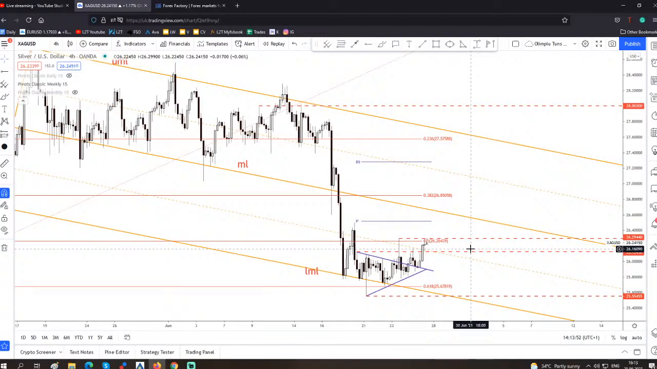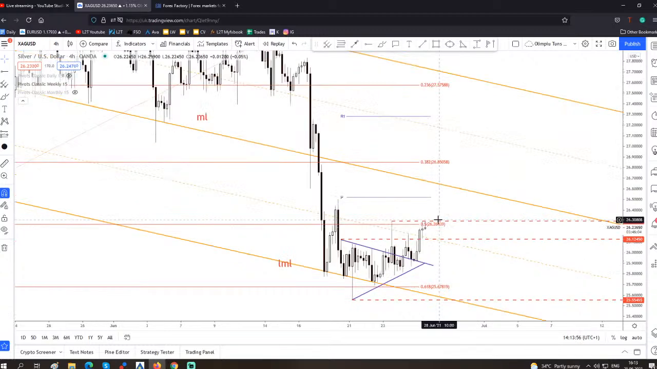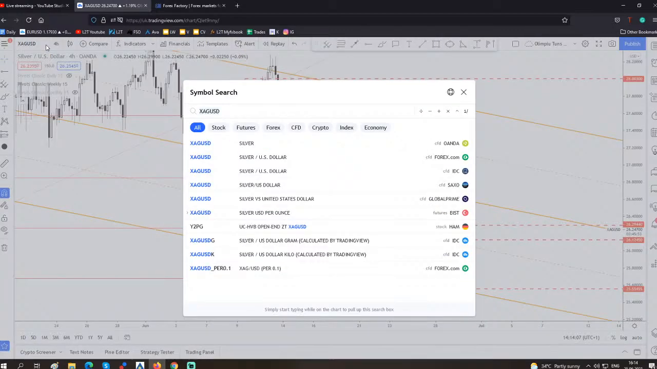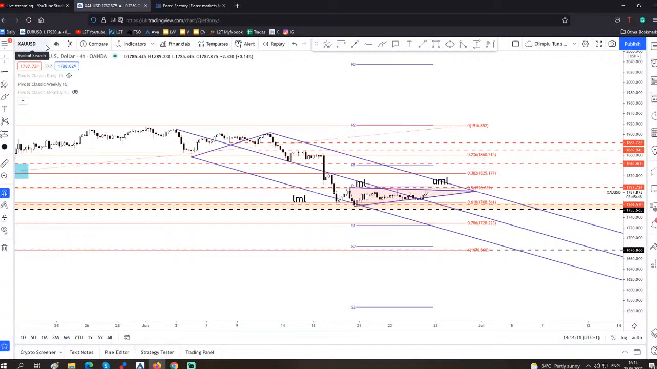And I told you that a new higher high could come if the price jumps above the 50% retracement level. Also, if it jumps and closes above this immediate high, it could resume its growth. Let's take a look at gold as well, because the price of gold has rallied, has increased as well, only because the DXY is in a sell-off right now.